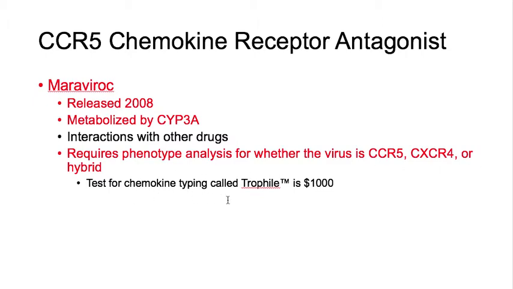What happens is that you must send off a test which has the trade name of Trofile, and it determines whether the specific virus that the individual has will bind, through amplification of the binding region, to CCR5, CXCR4, or both. For this drug to be used, the viral isolate must only bind to CCR5. Should it bind to CXCR4 or both, this agent becomes useless, and it only adds expense and toxicity to the regimen without having any efficacy.